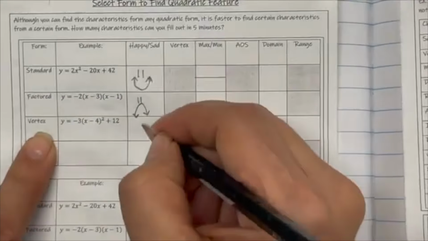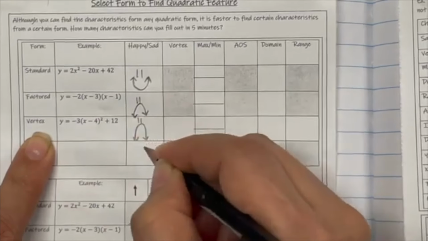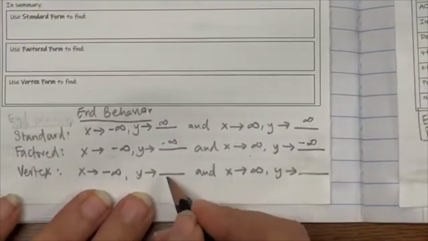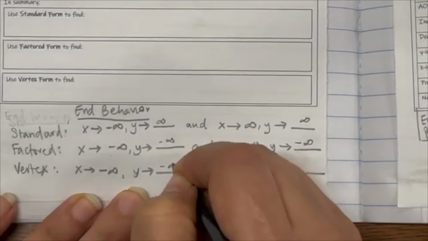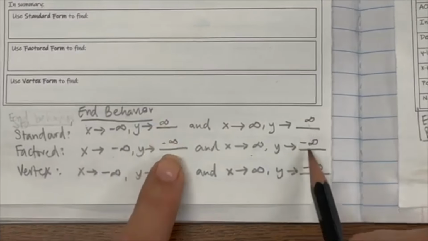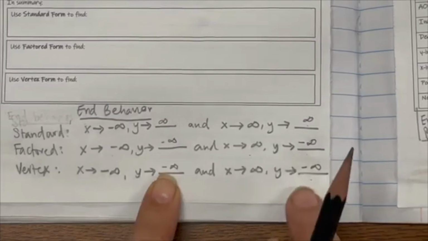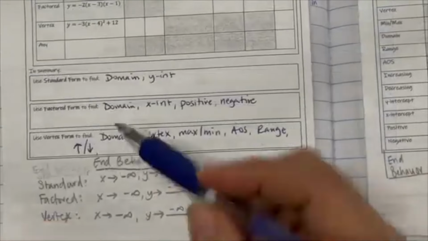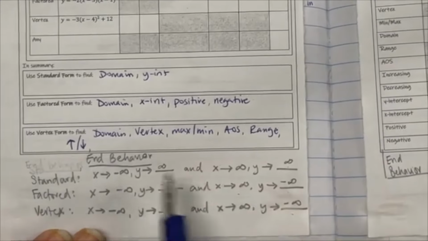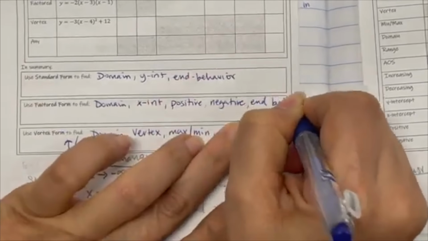Finally, for your vertex form, because that was also sad, it is also going to negative infinity. So whether you're going to the left or to the right, you are going to negative infinity. Only for quadratics is this going to be the same, like infinity, infinity, negative infinity, negative infinity, and negative infinity, negative infinity. Those have to be the same for quadratics. Okay, so that means no matter what form, standard, factored, or vertex, we can find the end behavior. So add end behavior on each of these. This is a listening check, color in end behavior.